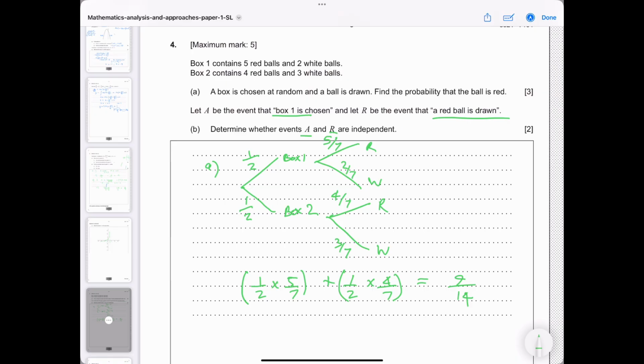No, because if you choose box 1, you've got a greater chance of picking a red ball. And so the two aren't going to be independent, because if they were independent, then the chance of picking a red ball would be the same whether you chose box 1 or not.